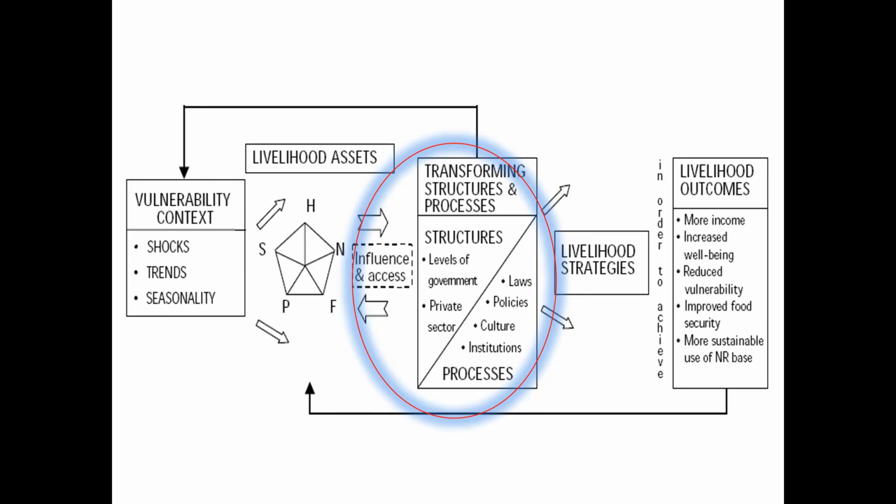In this box, structures are, for example, local and regional governments, creating more capital by constructing roads and irrigation works. Processes are culture or laws that may either promote or limit access to capitals. For example, a cultural feature such as gender norms may hinder women's access to capital. And a law protecting private property may safeguard someone's access to land and prohibit someone else's access.